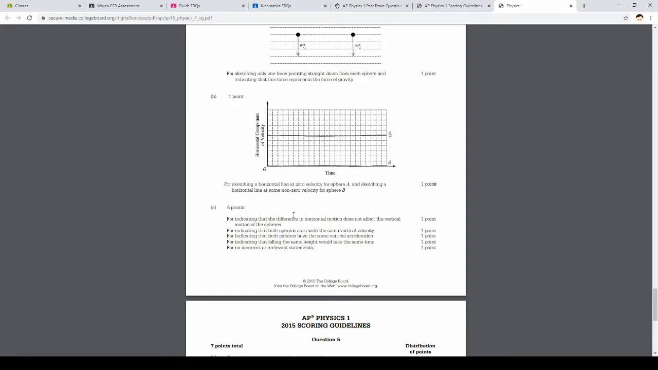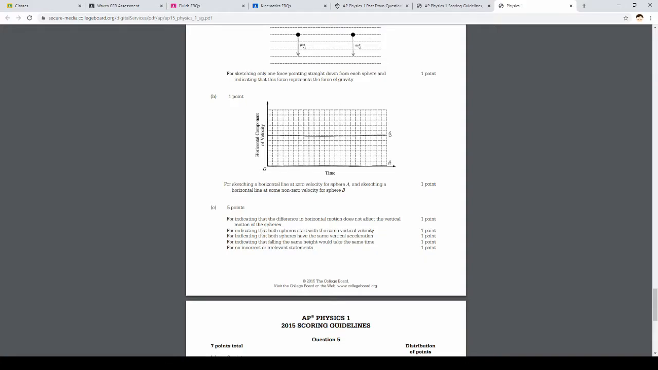The first point is indicating the difference in horizontal motion does not affect the vertical motion of the sphere. So simply stating that horizontal velocity and vertical velocity are independent of one another. Horizontal acceleration is independent of vertical acceleration. So differentiating between horizontal and vertical.